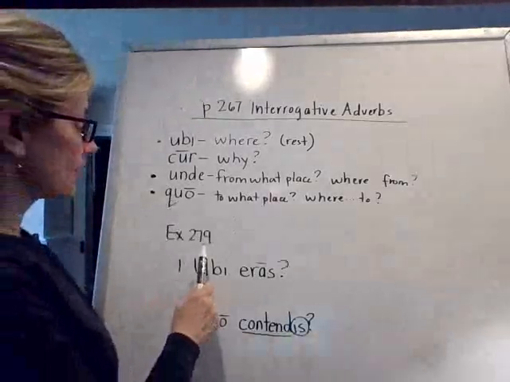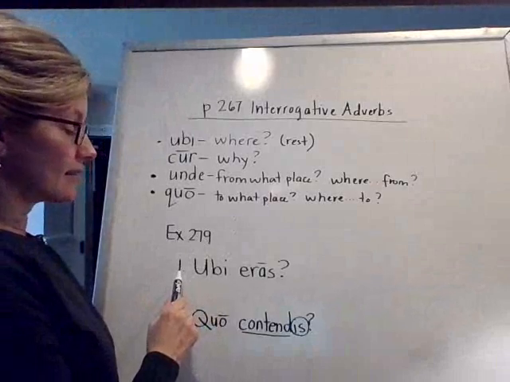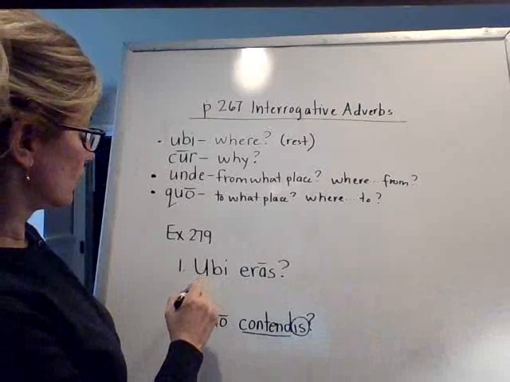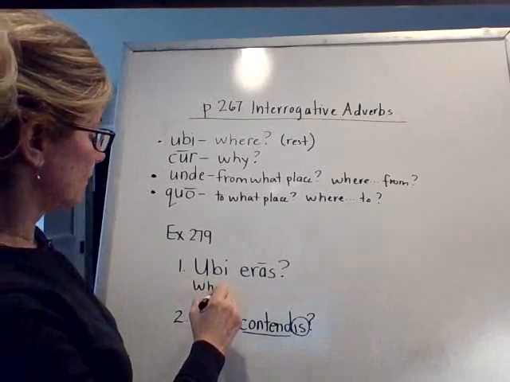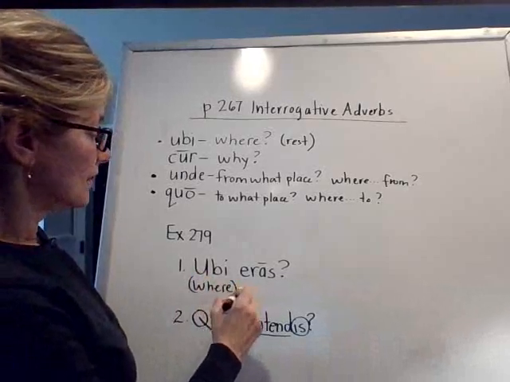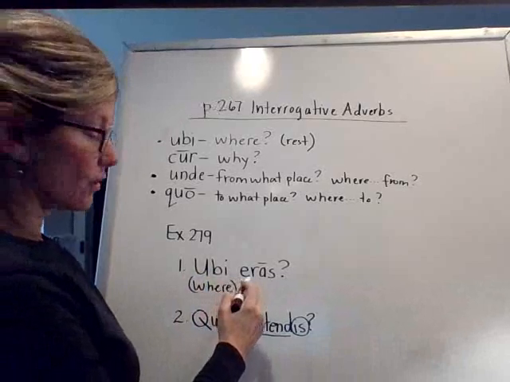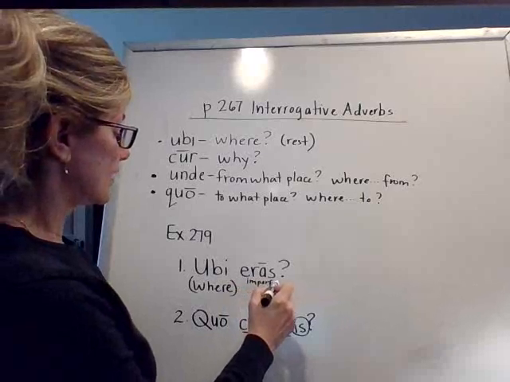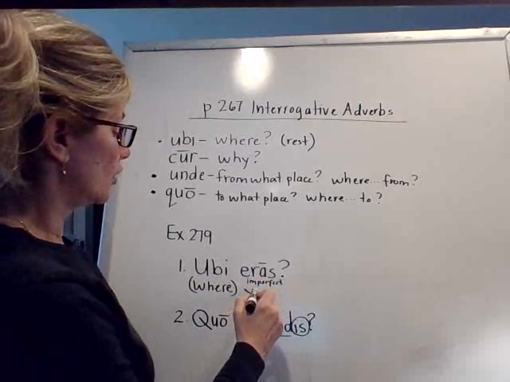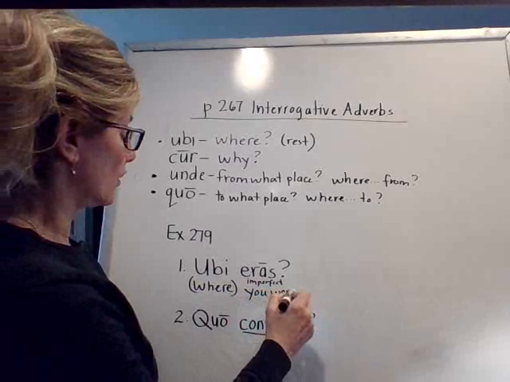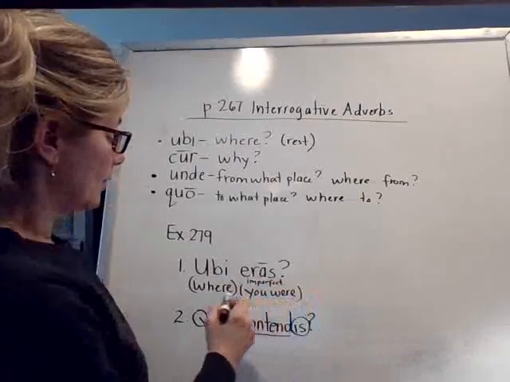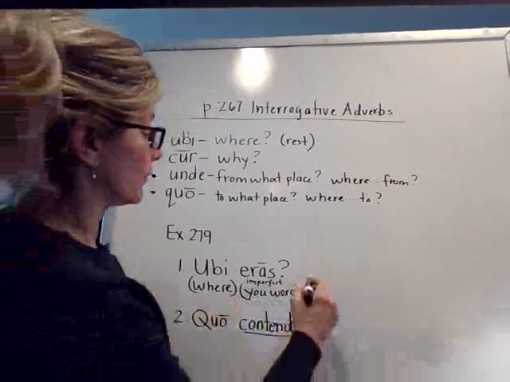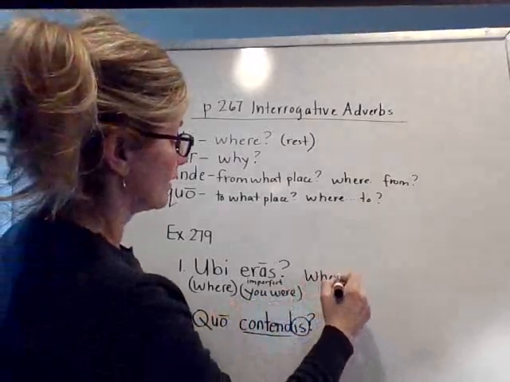This is exercise 279, number 1. This is from Latin to English translating. Alright, so ubi, we just learned, means where. And eras, we know, is the imperfect, and it would be you were. But we're going to ask a question here, so we're going to switch it around and say, where were you?